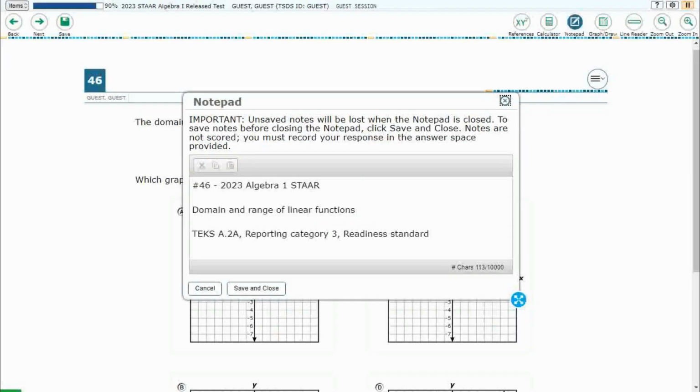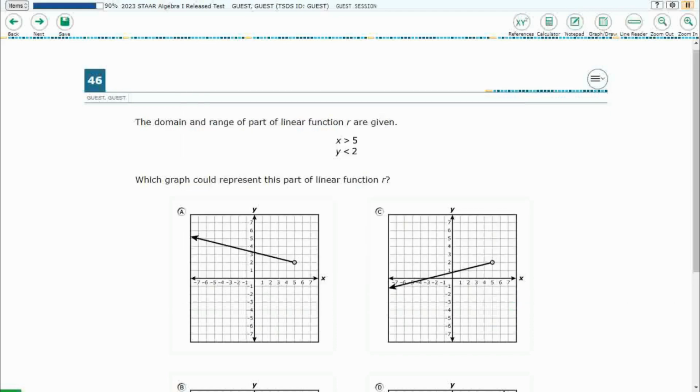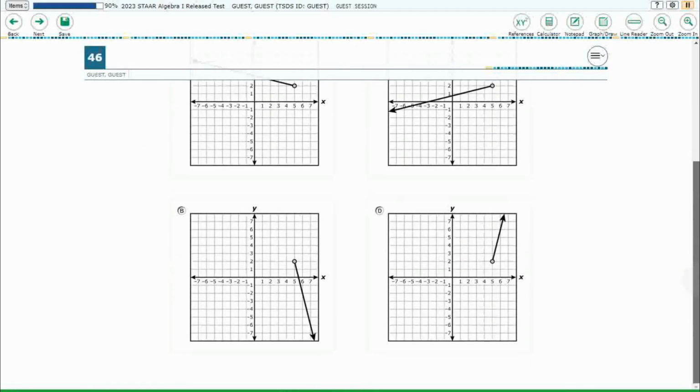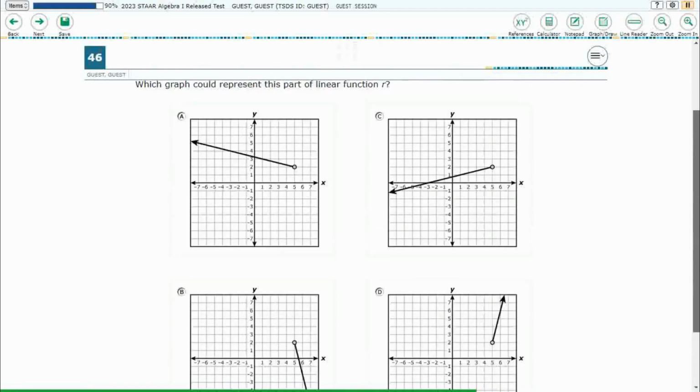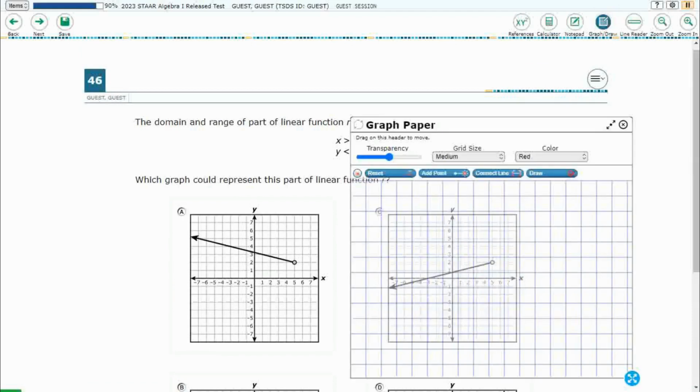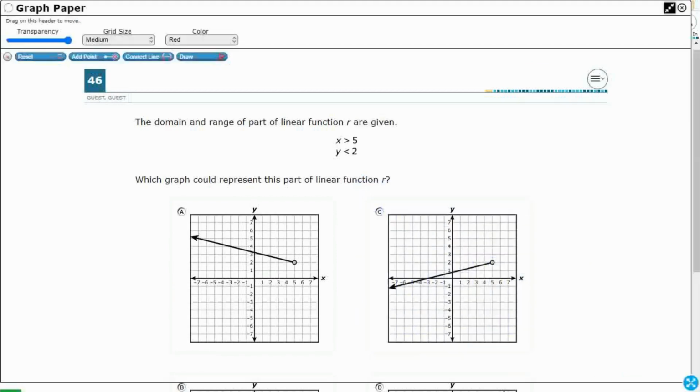So for number 46, we are looking at the domain and range of linear functions. This is TEKS 8.2a, Readiness Standard in Reporting Category 3. So all we have here are x is greater than 5, y is less than 2. Which graph could best represent this? And we've got all of these rays pointing in all kinds of different directions. And I can see how this could be difficult because, number one, we're getting towards the very end of the test, and keeping the x and the y's separate can be a little bit challenging.